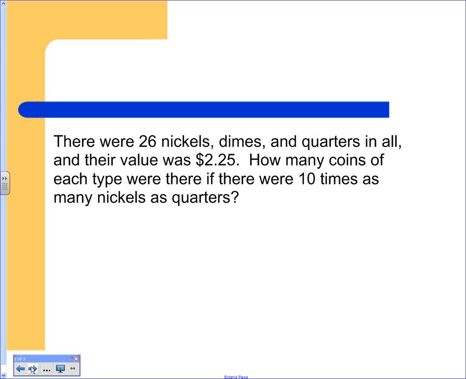Alright, so we don't want to use X, Y, and Z. What do we want to use instead? Where'd you get N, D, and Q from?